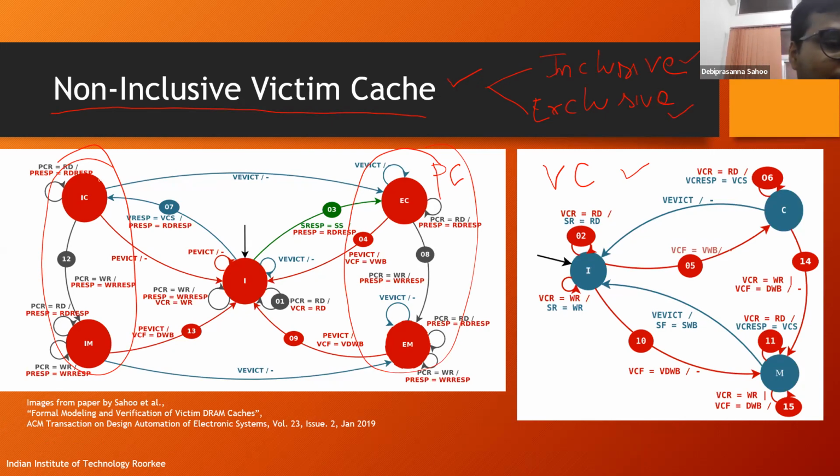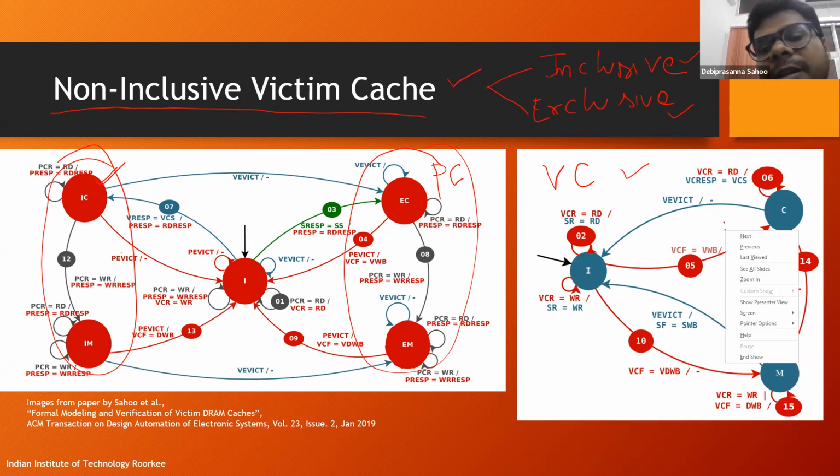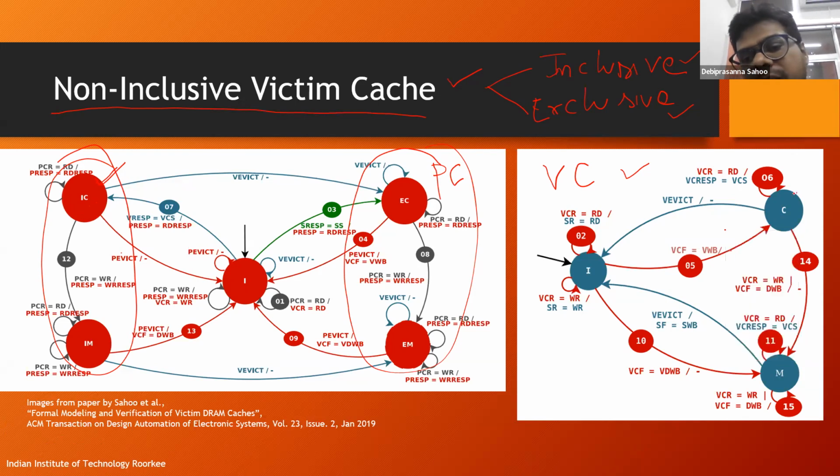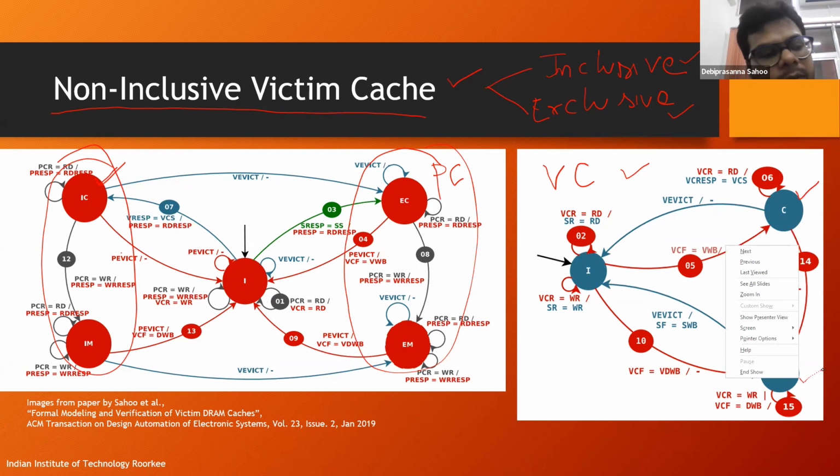The first state can be inclusive and clean, which means that it has not been modified in the predecessor cache. And it is clean, and it is inclusive. That means that it is present in the victim cache. That means that it will be either in clean state in the victim cache or will be in modified state.